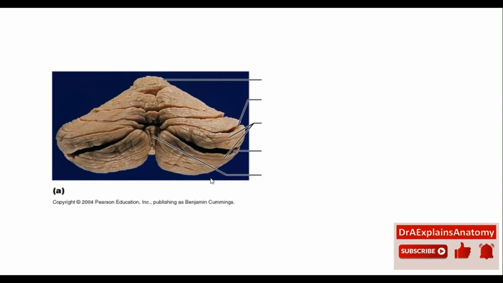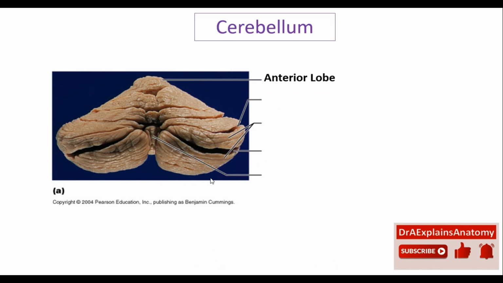Moving to the cerebellum itself, this right here is the anterior lobe, whereas this is the posterior lobe. This right here is the vermis. This is the primary fissure, and this is the horizontal fissure.